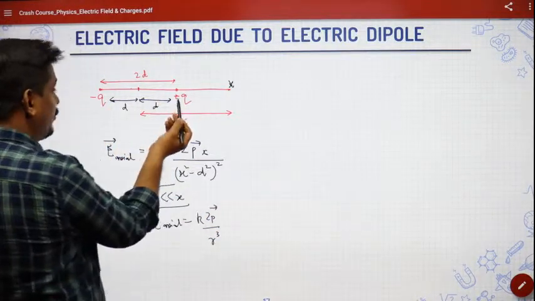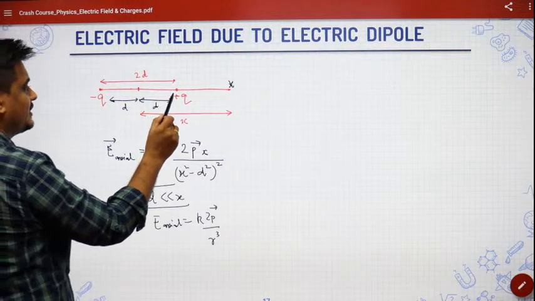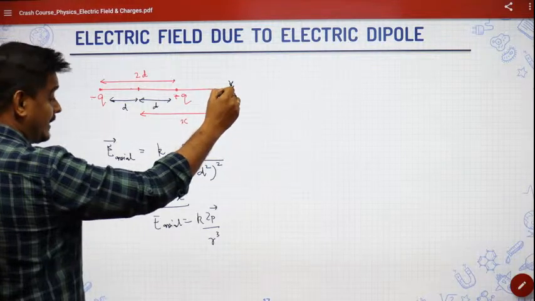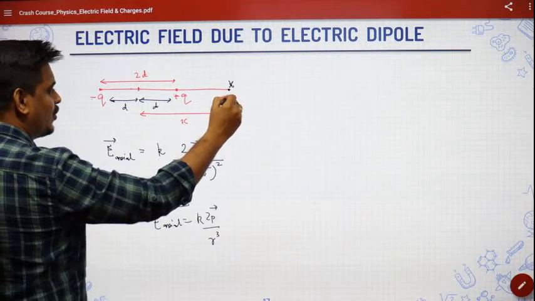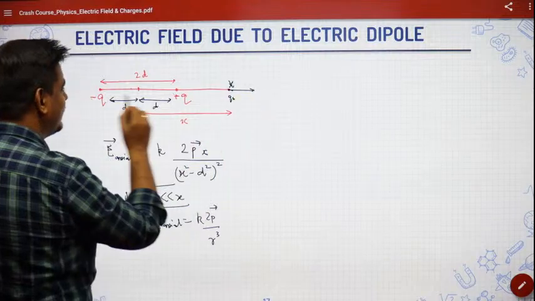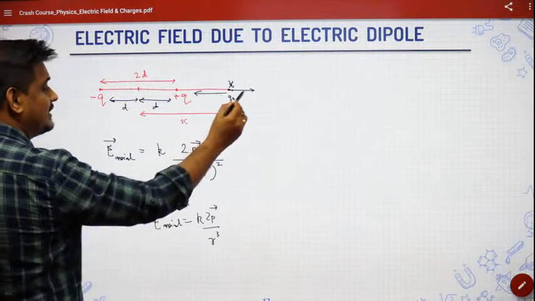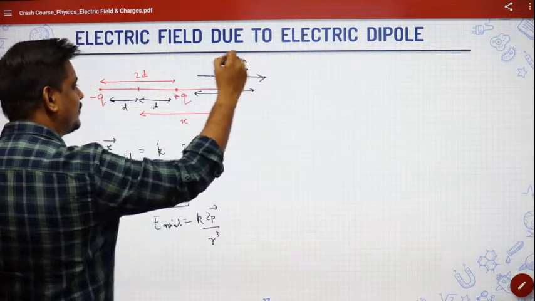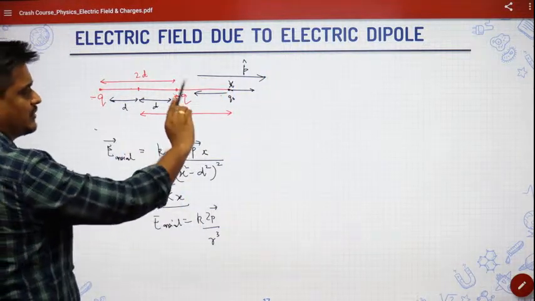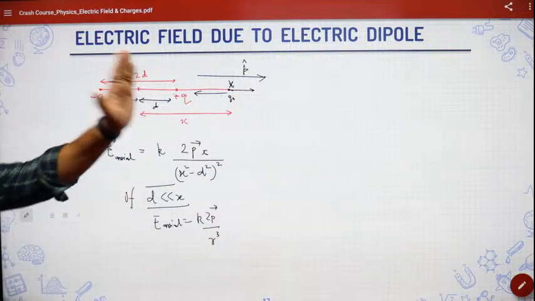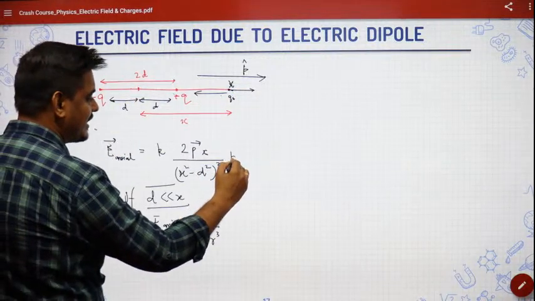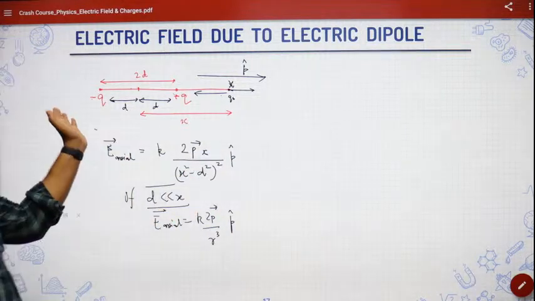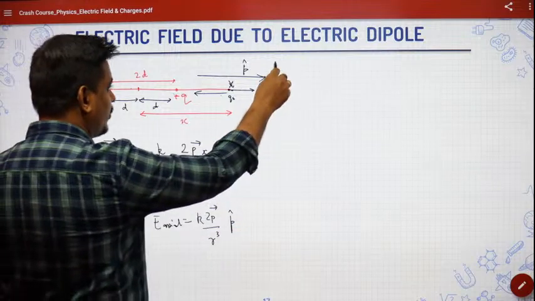See here, you can realize that positive charge is there and here negative charge is there. If I want to find the electric field at this point, I will keep a unit positive charge q naught. This will give a repulsive field, and this will give an attractive field. Since the repulsive field will be higher than the attractive field, the net field will be in this direction. That is the direction of dipole moment, because from negative towards positive, from left towards right. So I am writing the direction as p cap because it is from negative towards positive. So this is about the electric field.